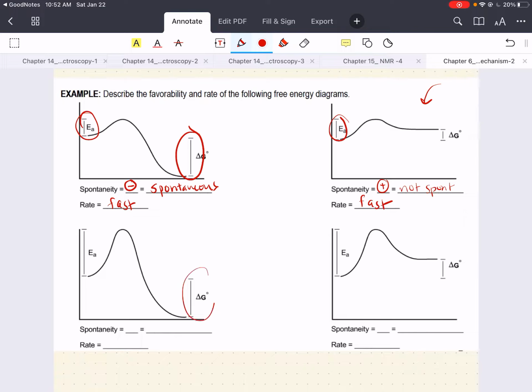Here, the delta G is once again negative, and so this is going to be a spontaneous reaction, but is it going to occur pretty fast or pretty slow? Well, the activation energy here is a little bit higher, so relative to the other ones, this is probably going to be a slower reaction. Here again, delta G looks like it's positive, so not spontaneous, and again, pretty high activation energy, so it's going to be a lot slower. So that's how you want to approach this.